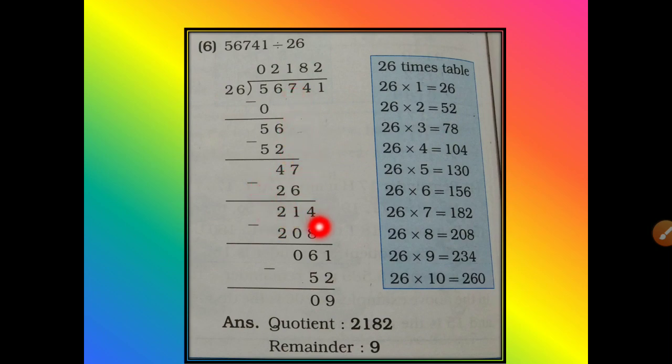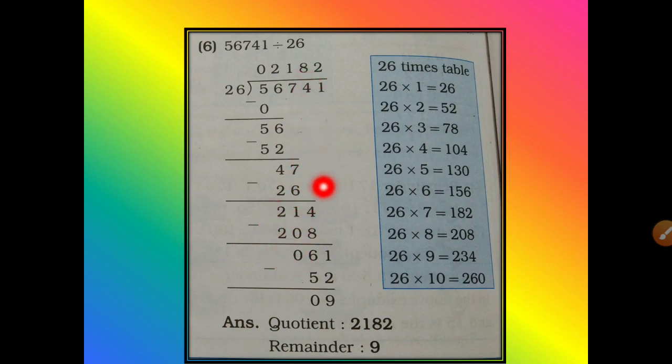Copy the next number, 4. 214. Is this number there? No, but the smaller number is there, that is 208. 26 8s are 208. 4 minus 8, not possible. Borrow from 1. This will be 0. This is 14. 14 minus 8, 6. 0 minus 0, 0. And 2 minus 2, 0.